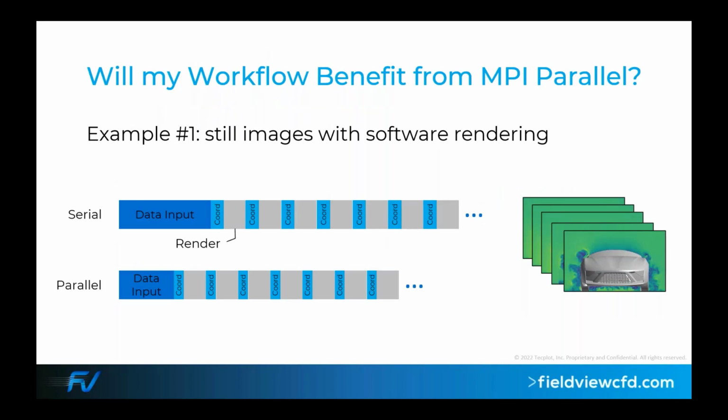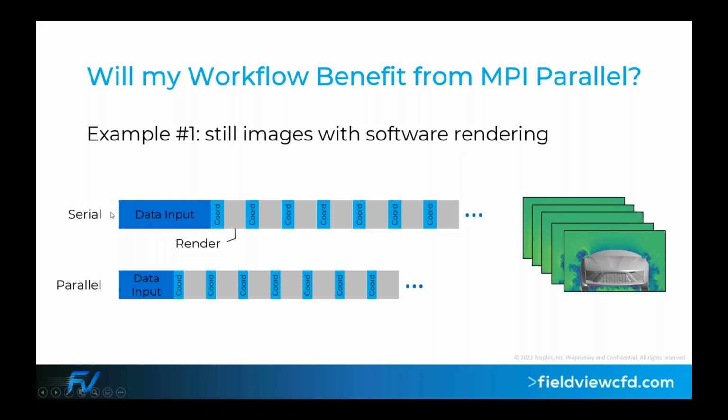Next, some customers ask us, what kind of benefit can I expect from MPI parallel? Is it going to speed up my workflow? The first example I want to show here is from a customer who was trying the Auto Partitioner and giving us some benchmark results. And he was kind of disappointed by the speedups that he was getting.